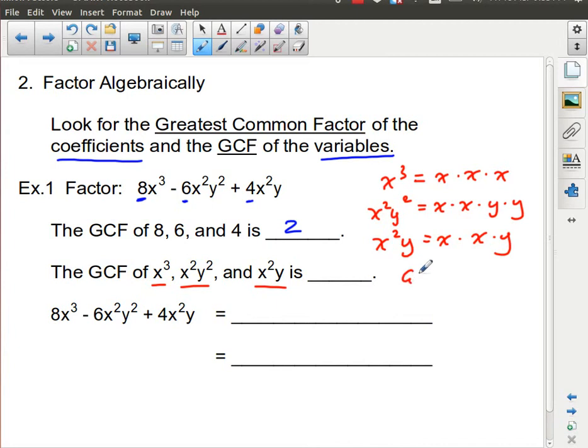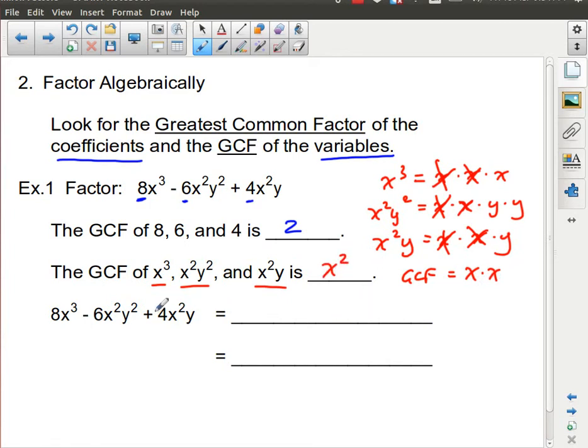So my greatest common factor is equal to, I see an x, an x, and an x. So I'm going to cross those out, and I'm going to put an x here. I see an x and an x and an x in each. So I cross those out, and I put an x here. I see a y and a y, but no y here. So that's it, because the y's aren't going to contribute. There's no more x's, nothing else in common. So x times x is equal to x squared.